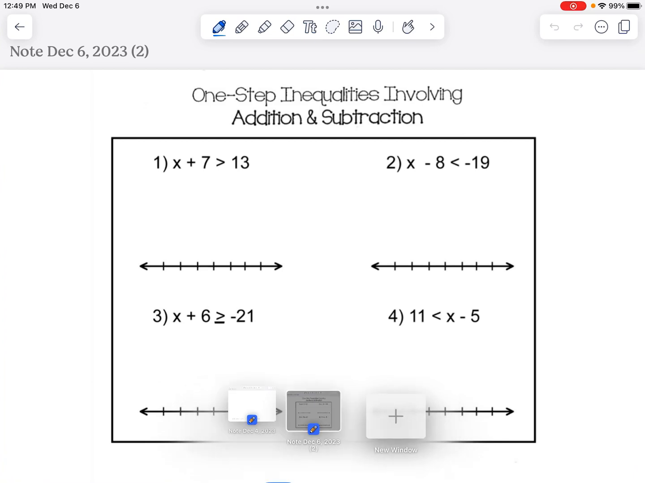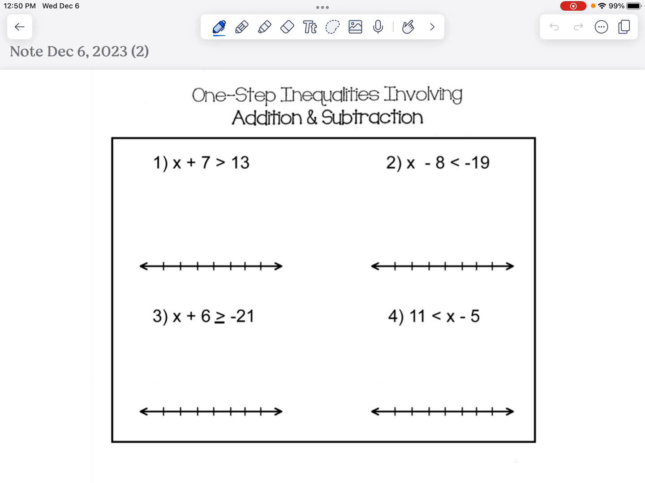All right, today we're going to talk about solving one-step inequalities with just addition and subtraction. So the good news is that if you know how to solve equations, you also know how to solve inequalities. All of the steps are exactly the same. The difference is that we will need to graph our answer on a number line.